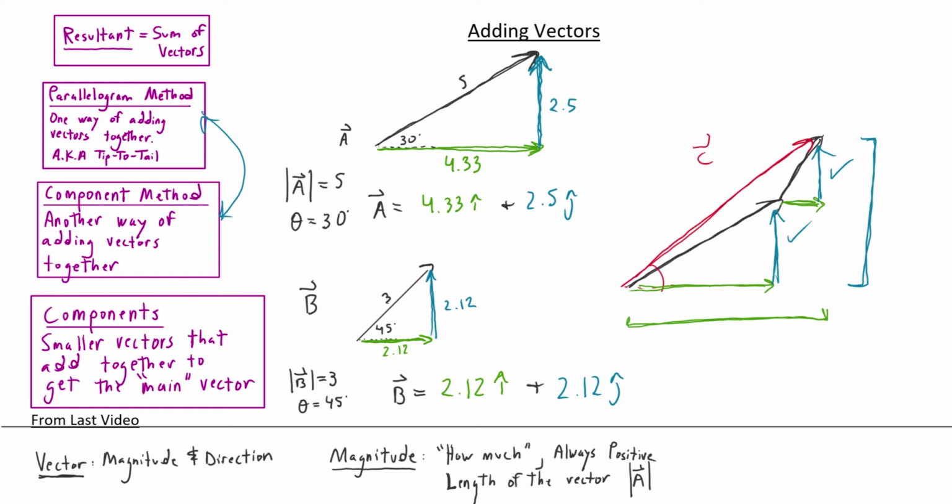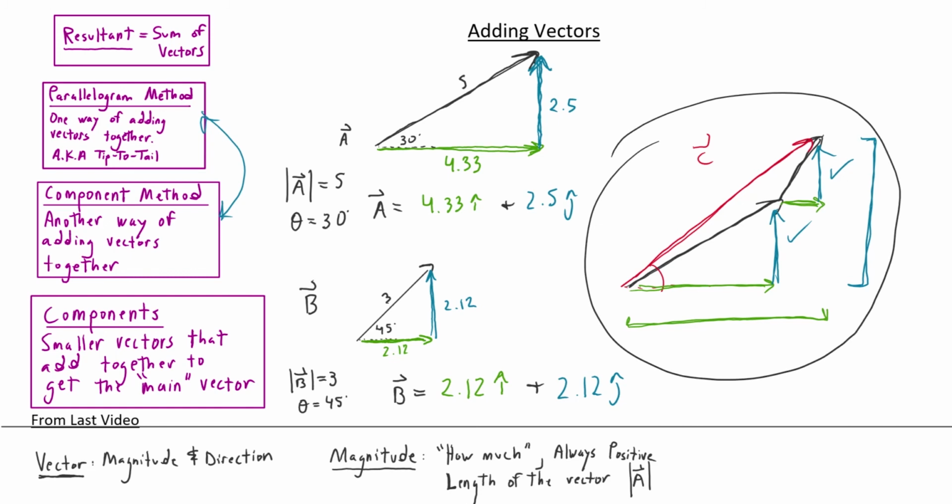So I just wanted to show you guys that the parallelogram method and component method really go hand in hand. The parallelogram method allows you to draw a picture of your resultant very quickly, and the component method lets you get the math of that vector C very quickly. But they're really two different ways of accomplishing the same exact thing.